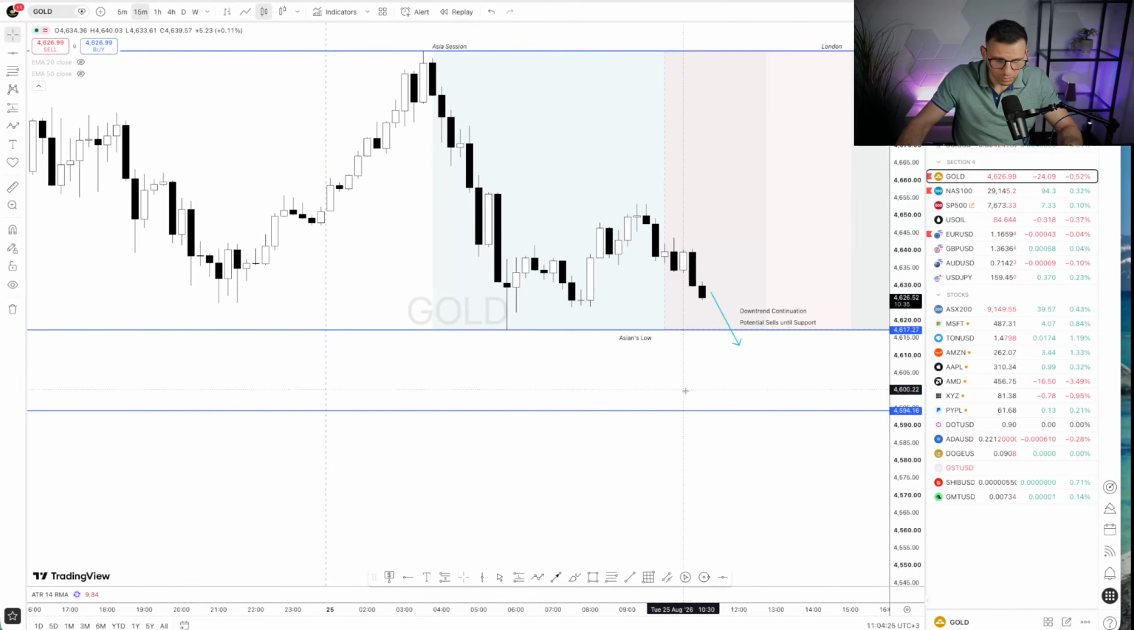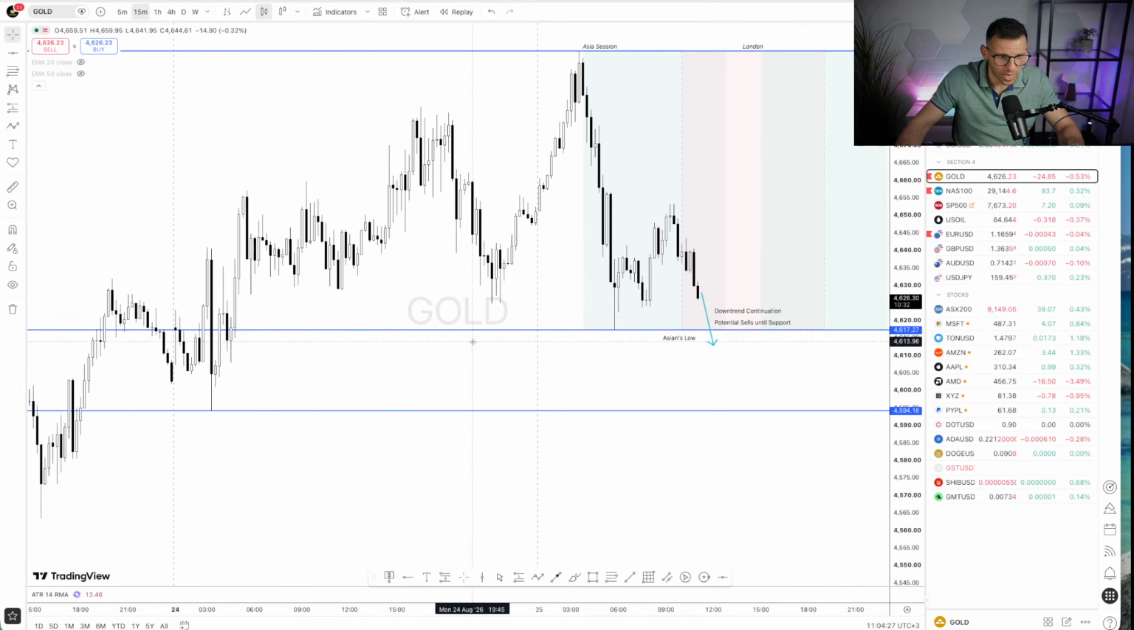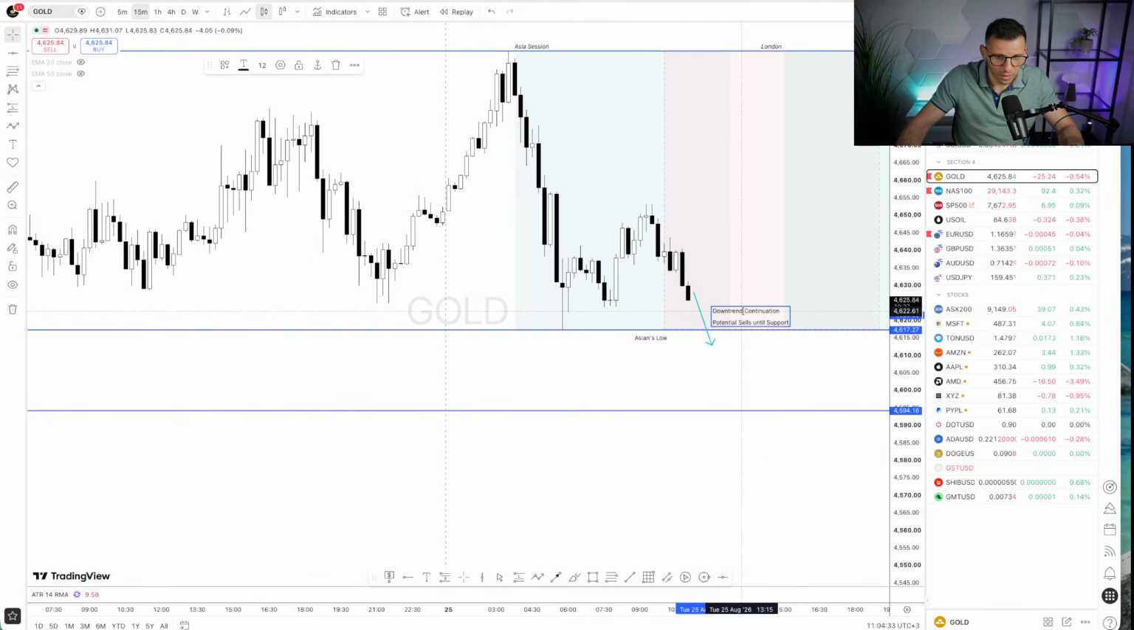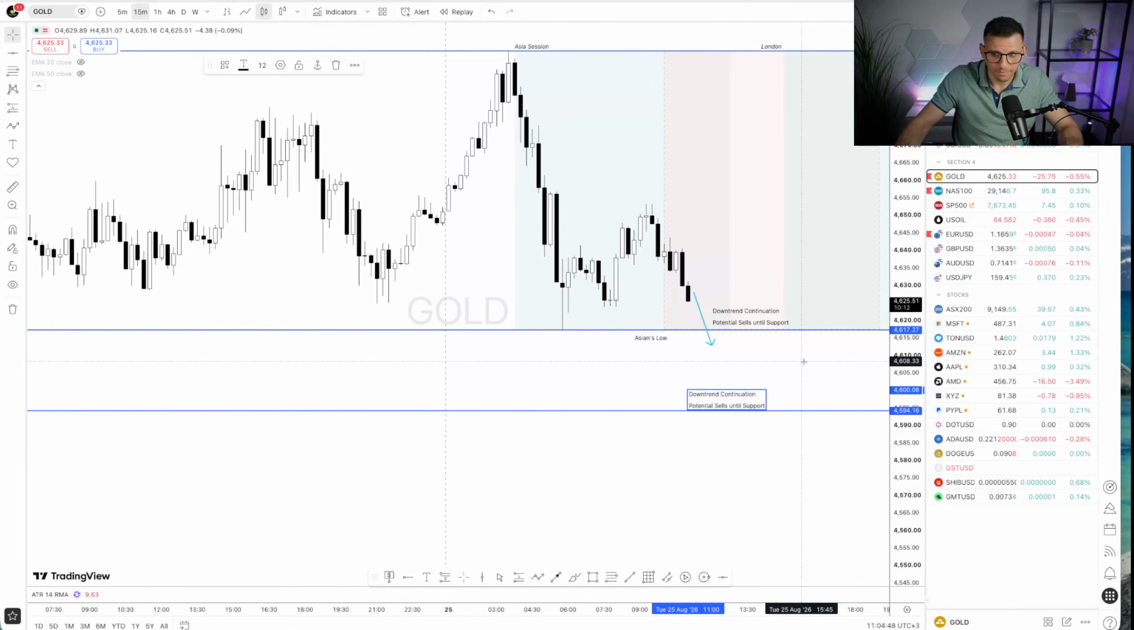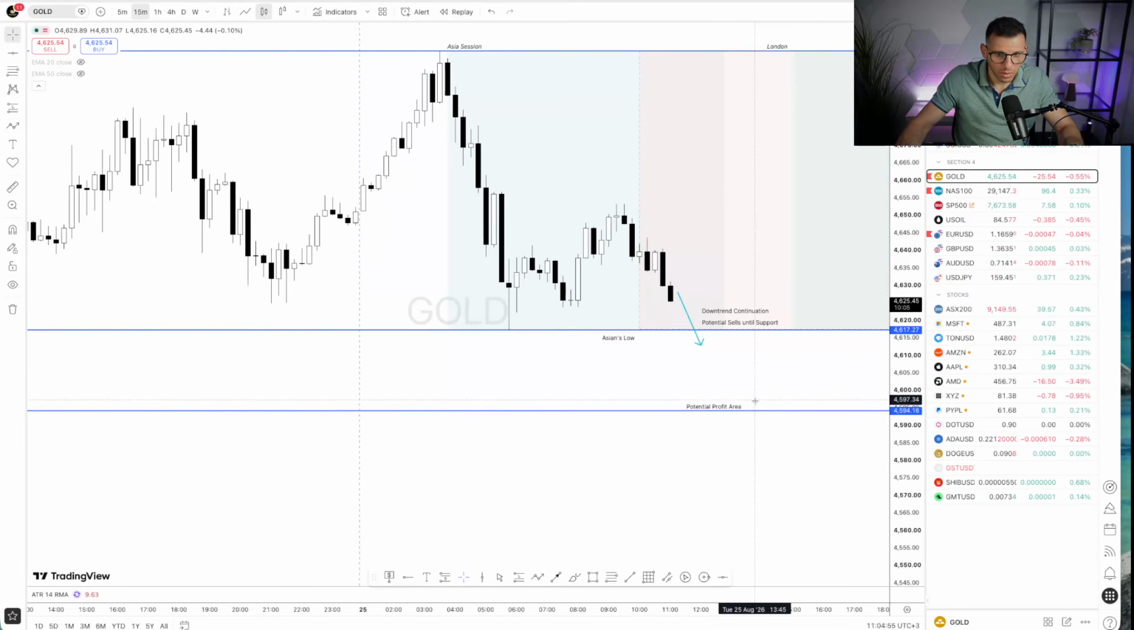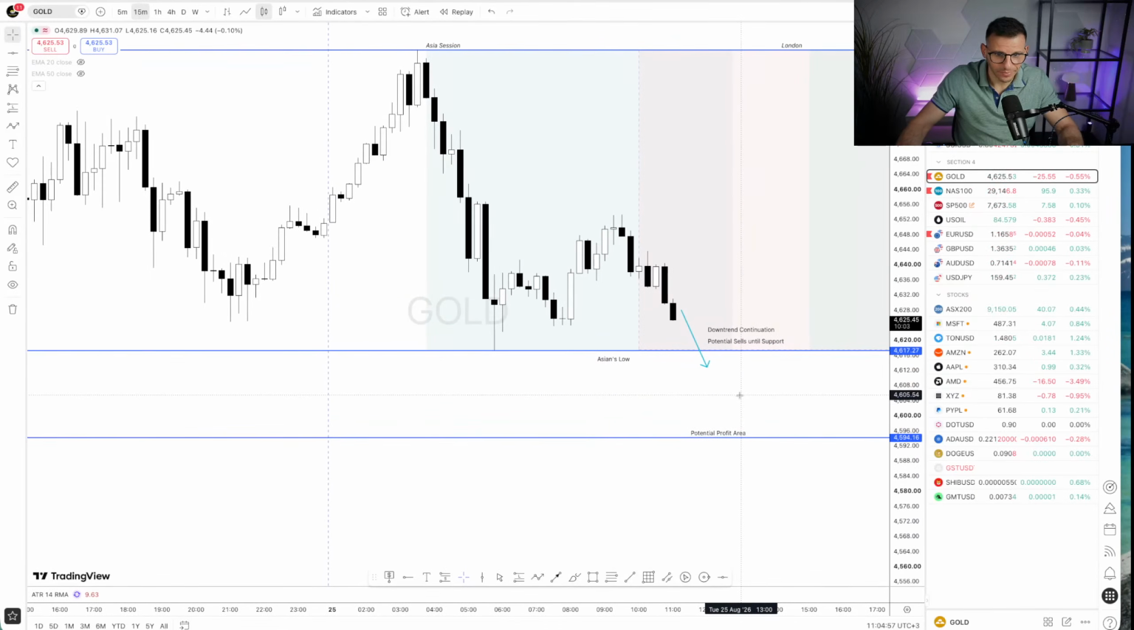Also, we can expect continuation. So, if the price continues down, the next key level is here, a potential profit area. It's this one. So this is the plan, nice and solid, simple things. No need to complicate trading. And this is how we want to trade gold today.